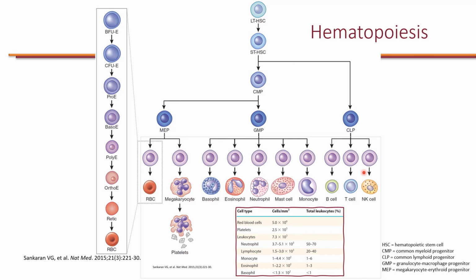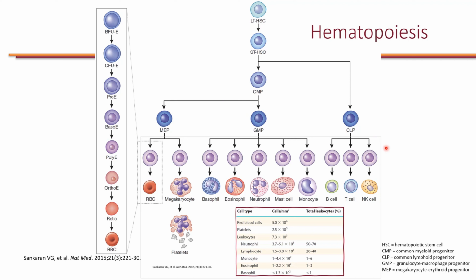Now let's take a look at the hematopoiesis process. We're not going to go into too much detail on this. We just need to know what the end products are and what their roles are in the immune system. Of course, this all starts with the hematopoietic stem cells, and these stem cells essentially differentiate into different cells, and these are the cells that exist in the blood.